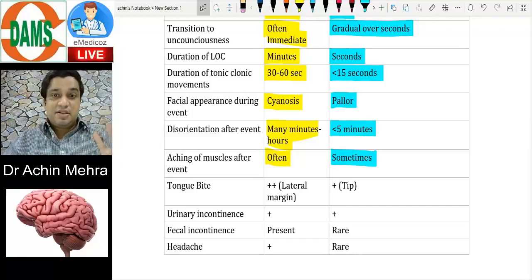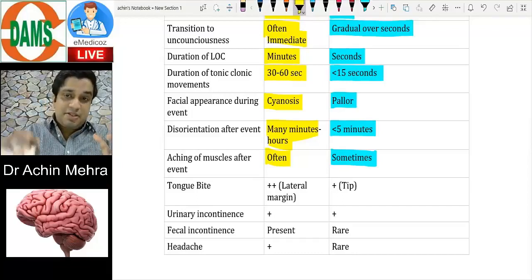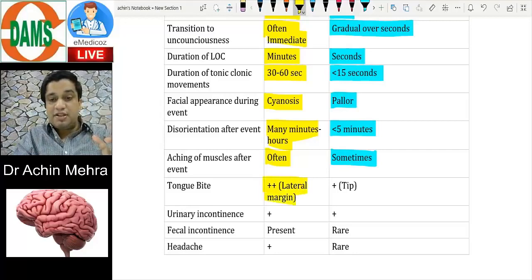I've discussed this in the classroom also: tongue bite in patients of a seizure episode will often occur in the lateral margins, because in the tonic phase we are clenching the teeth, and somewhere the tongue might come in between the teeth, so the bite is more often on the lateral margin. While in a syncopal attack the person is falling down, the tongue might protrude out, and then there is going to be biting of the tongue at the tip more often.